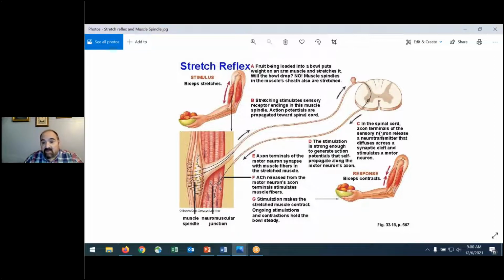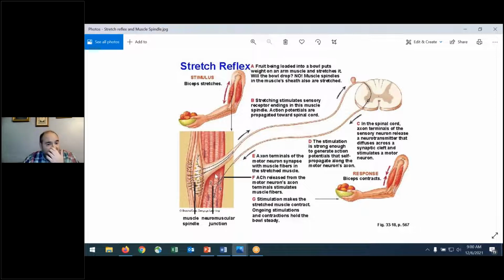So then we see here in the spinal cord, the axon terminals of the sensory neuron release a neurotransmitter that diffuses across a synaptic cleft and stimulates a motor neuron, right? The stimulation is strong enough to generate action potentials that self-propagate along the motor neuron's axon. Know that these are myelinated, right? Because this is very, very fast input and output. Remember, we talked about 100 meters per second this can travel. So very fast. And so the motor output goes through the ventral horn, ventral root, right?